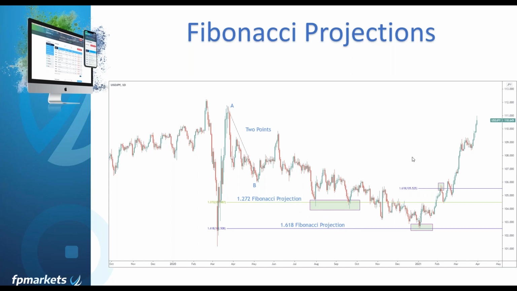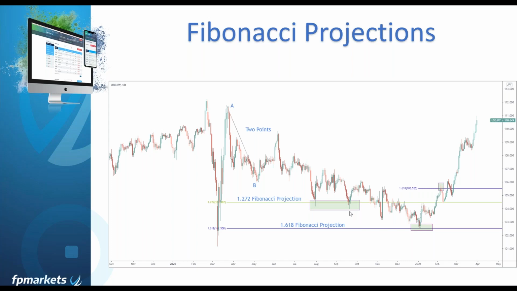So look, note the support offered by the 1.272 fib projection. You know, it bounced price twice really well, in my opinion. Also noteworthy, of course, is price came within striking distance of the 1.618 fib projection in early 2020 before setting about rallying nearly 800 pips.